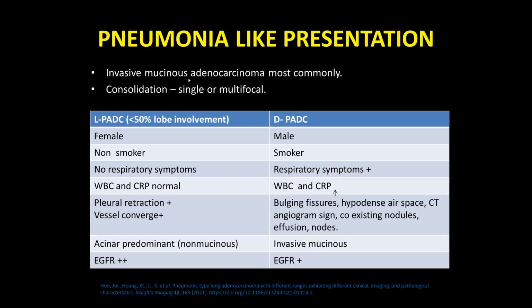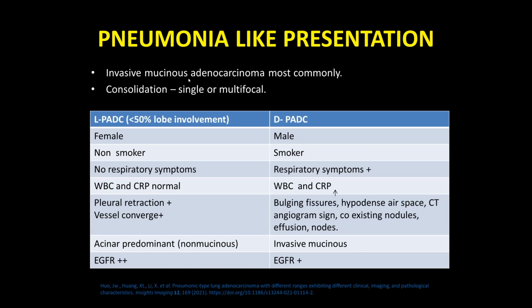Like you can see that this kind of multifocal pattern is more common in male smokers, and the WBC and CRP are increased. It's looking more like infection sometimes. Very closely it mimics infection. The other one does not. Okay, the clue will be the bulging fissures. It's like expanding, so that is one thing.